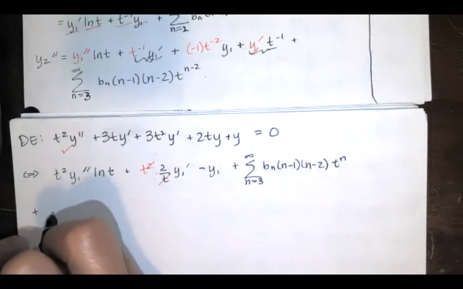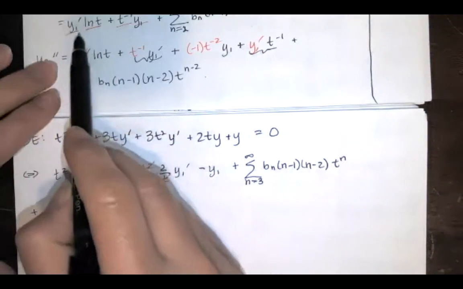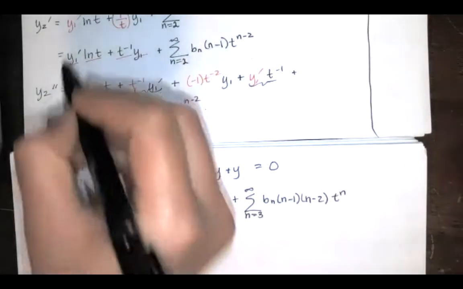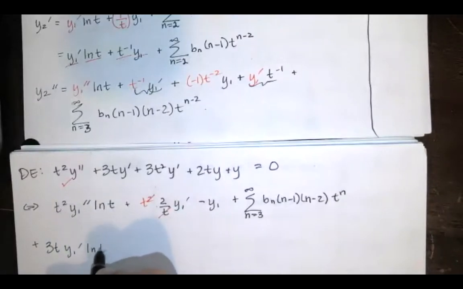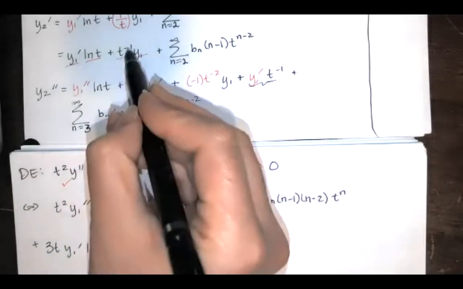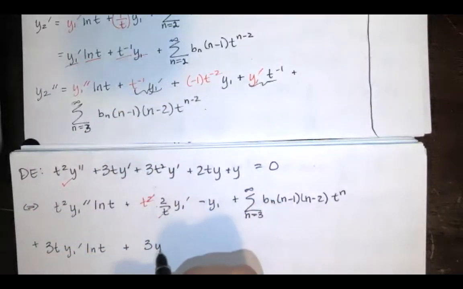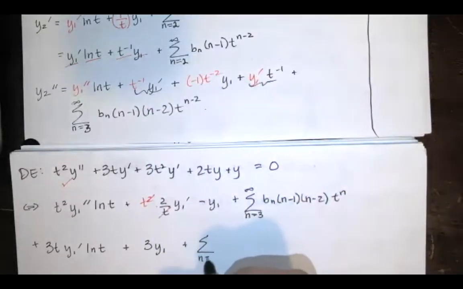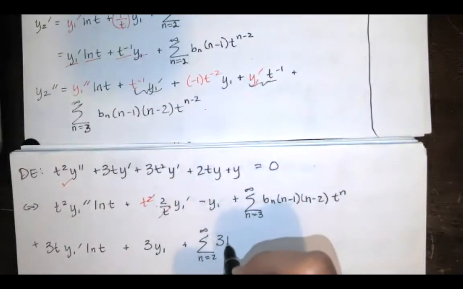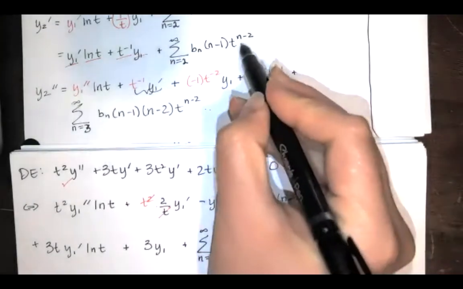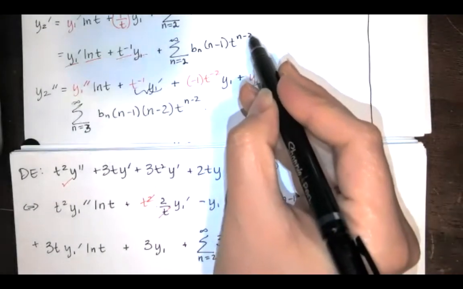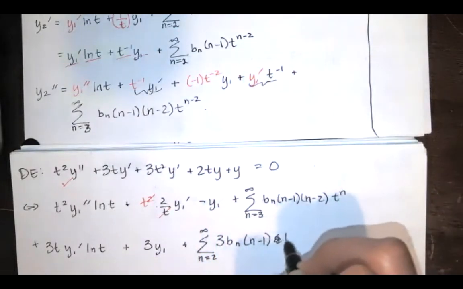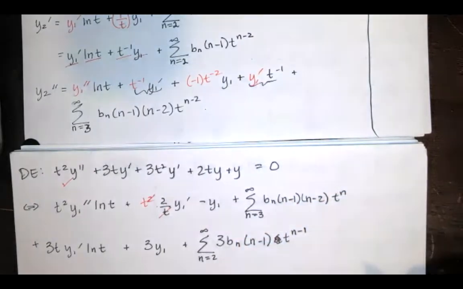So I have 3t times y prime and y sub 2 prime, which is right here. If I multiply this by a 3t, I've got 3t times y sub 1 prime times natural log of t plus 3t times this. I'll have a t in the denominator, a t in the numerator. It's just going to give me a 3 times y sub 1 plus this series. I'm multiplying it by 3t, so I'll just put a 3 inside. And if I multiply this by a t, I'm just going to add 1 to the exponent, n minus 2 plus 1. It's going to give me an n minus 1.